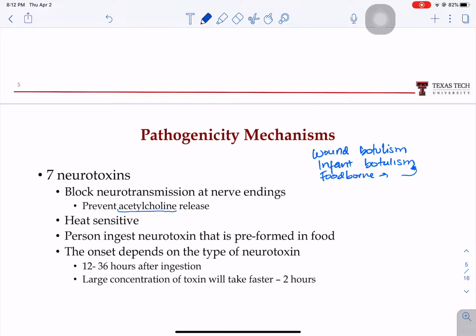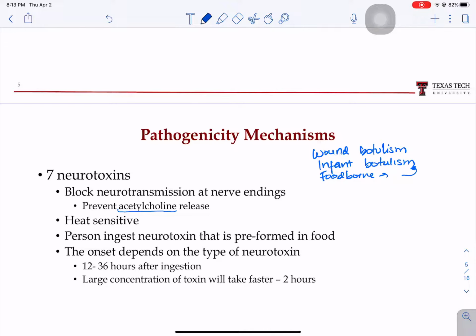So every second while we are alive, we're contracting muscles, and that contraction is happening because the neurons are sending that message to our muscles through the acetylcholine, which is the neurotransmitter, saying it's time to contract. So this is happening every single second.